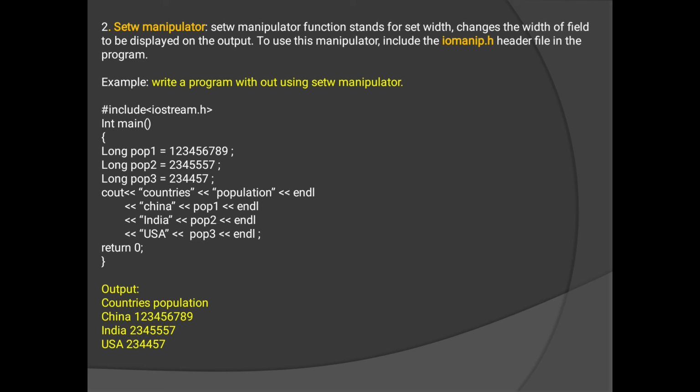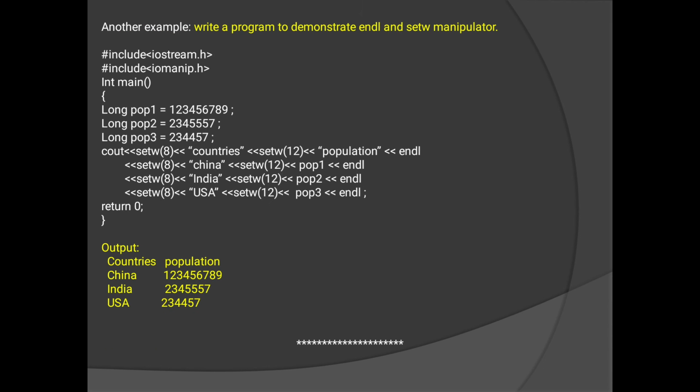So here you can see another example, a program to demonstrate the endl and setw manipulators. Right after the header file, you can see another header file is included, that is iomanip.h.